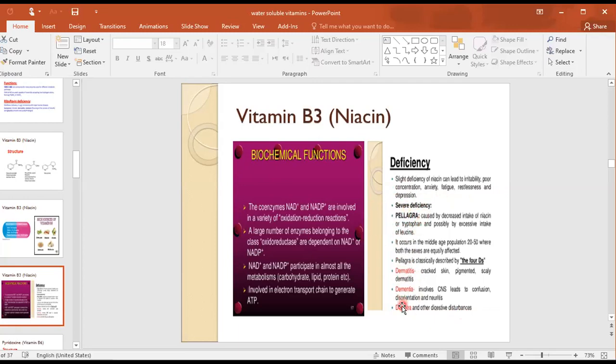pellagra ده عبارة عن 3 Ds. dermatitis يعني التهابات في الجلد، dementia يعني زي ما نقول كده ايه القدرات العقلية بتقل، يعني زي ما نقول العته مثلا او كده، اللي هو القدرات العقلية بتقل والقدرة على التركيز والكلام ده كله، ودايرية. يبقى الثلاثة دول اسمهم pellagra نتيجة الفيتامين بي 3 or niacin deficiency.